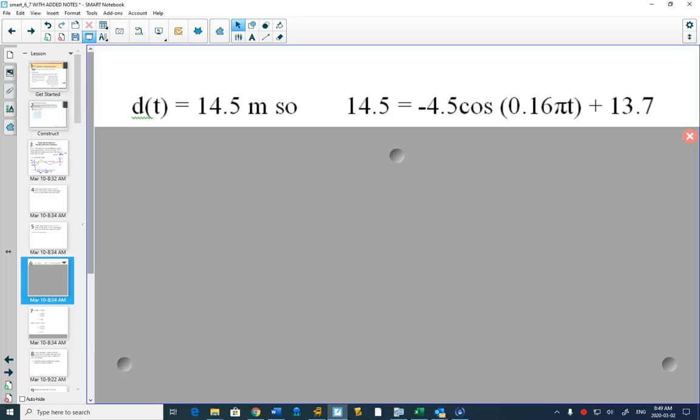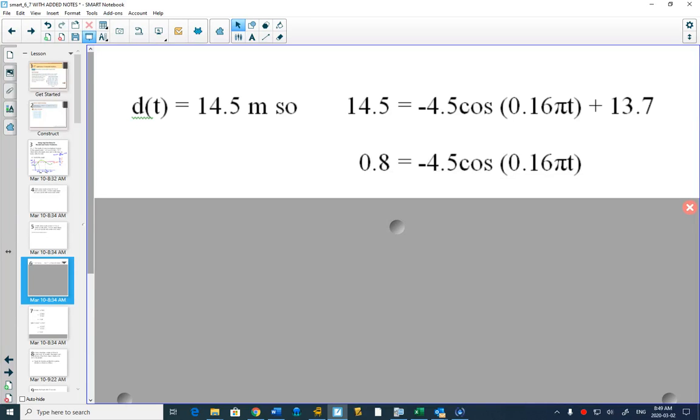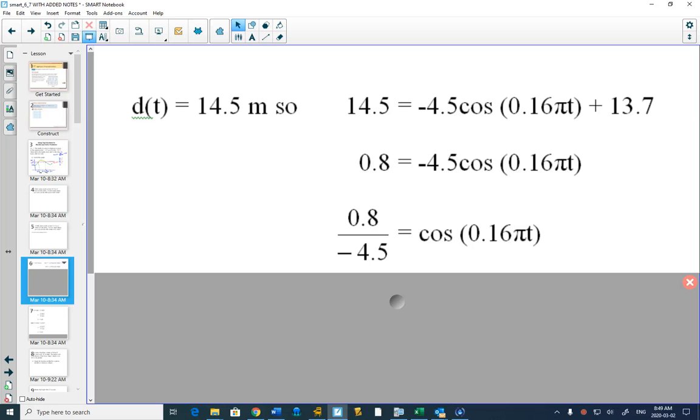So the way that we're going to solve for it is we are going to get cos by itself. So I move the 13.7 over. Again, you probably won't have time to write this, so just watch. And then divide by negative 4.5 to get cos by itself.